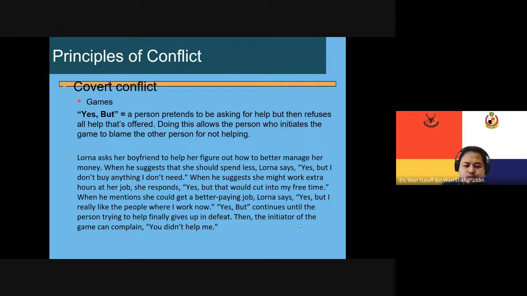And then the last one, is it the last one? Yes, the last one is called Yes, But. A person pretends to be asking for help, but then refuses all help that's offered. For example, I'm asking for help from my partner, and I'm telling her my issue, I don't have enough money. And then when my partner offers some options and also help, I refuse all the help that she offered. Doing this allows the person who initiates the game to blame the other person for not helping.